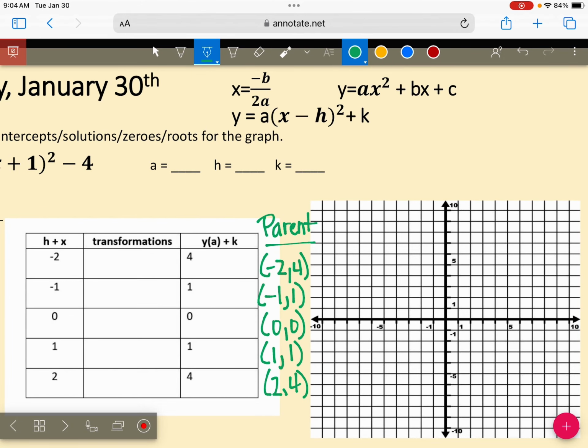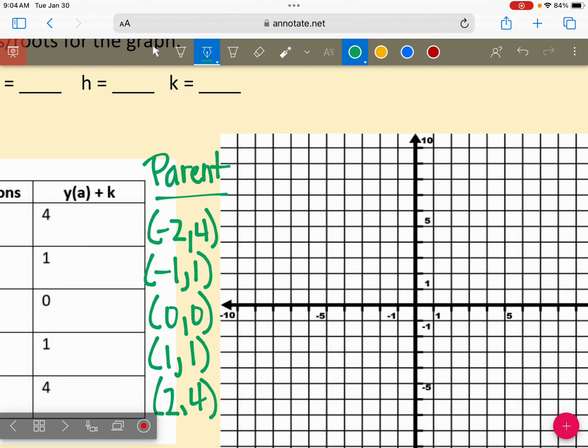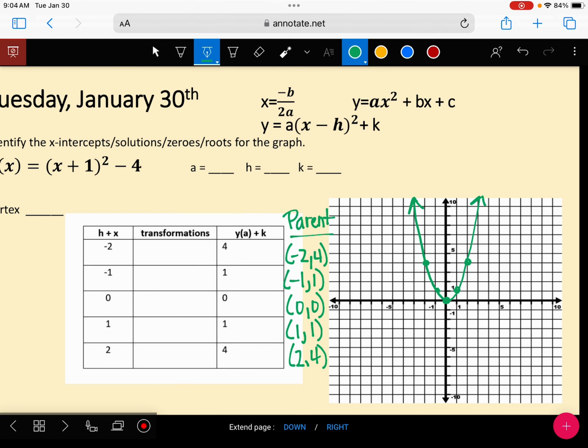All right, so we graph our parent. So let me go ahead and graph that. Should look like a smile, just like so.